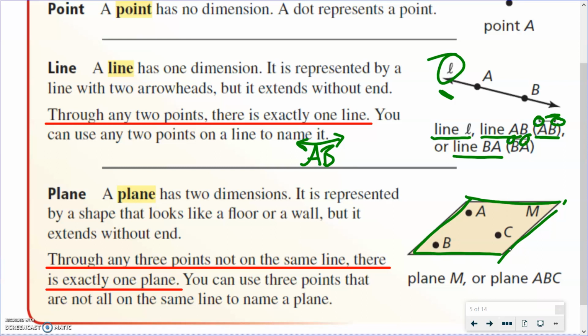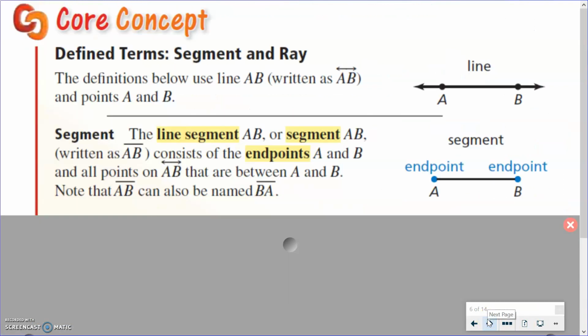So through any 3 points not in the same line, there is exactly one plane. So A, B, and C, you can't draw a line through them, so that is how we would name it. We would name it plane ABC. Or sometimes we label the picture of the plane M, which doesn't have a point next to it or a line. It is actually the name of the plane, so we can name it plane M. But when you're naming a plane with 3 points, it has to be 3 points that are not in the same line, okay? They cannot be in the same line to name the plane.